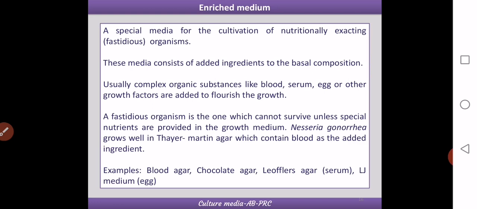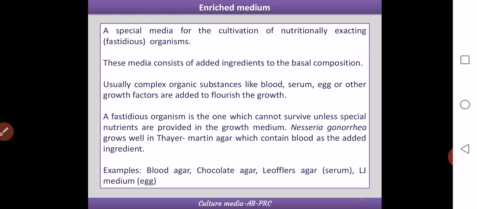It's simply like, they'll grow only if the medium is a little rich, or a very good nutrient medium is preferred by a fastidious organism. Okay, so there will be added ingredients to the basal composition. That's why it's called enriched. It's an enriched medium, enriched by addition of additional nutrients. Fine. And usually what things are added to enrich it? Usually substances like blood, serum, egg, and some other growth factors are used to flourish the growth of fastidious organisms.